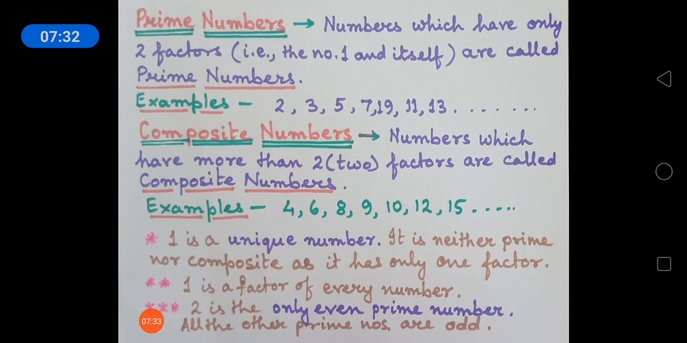And the third one is 2 is the only even prime number. It is the only even prime number. All other prime numbers are odd.